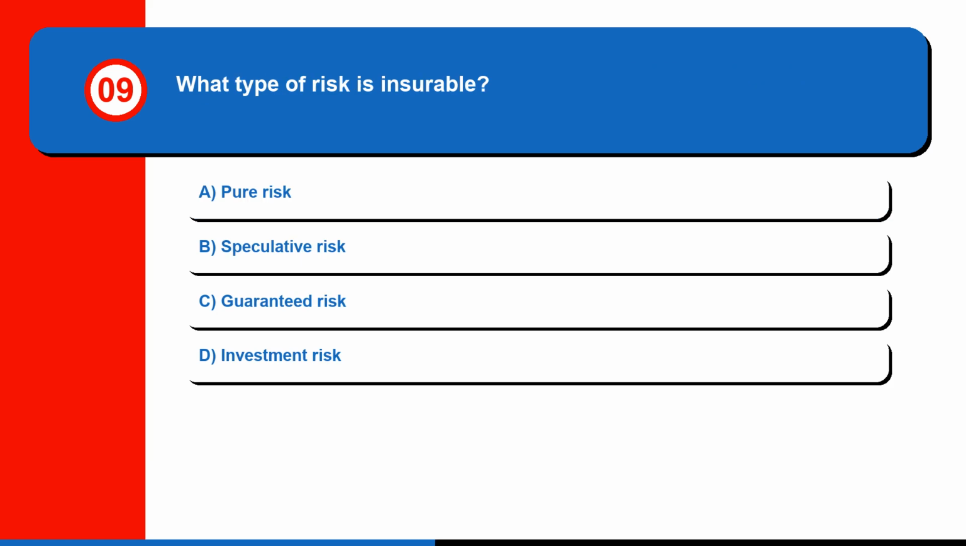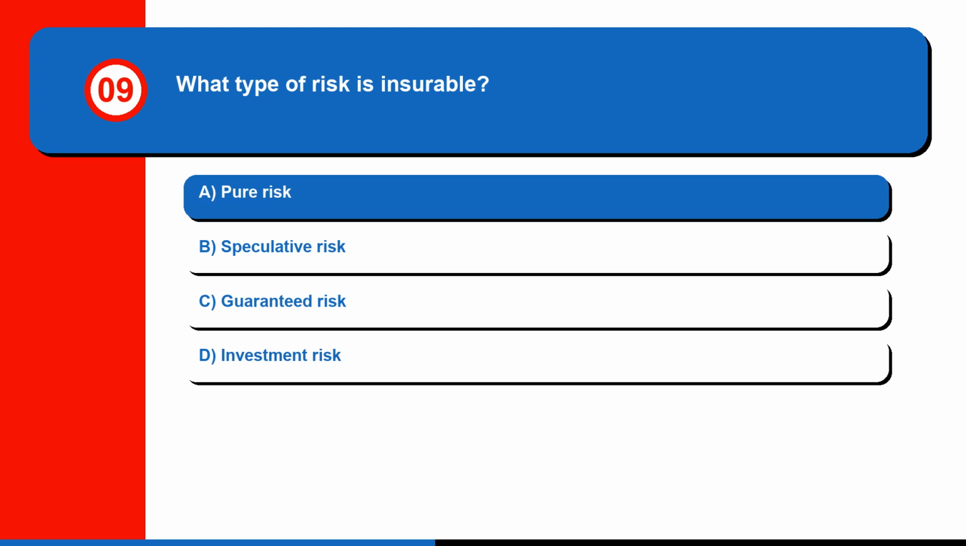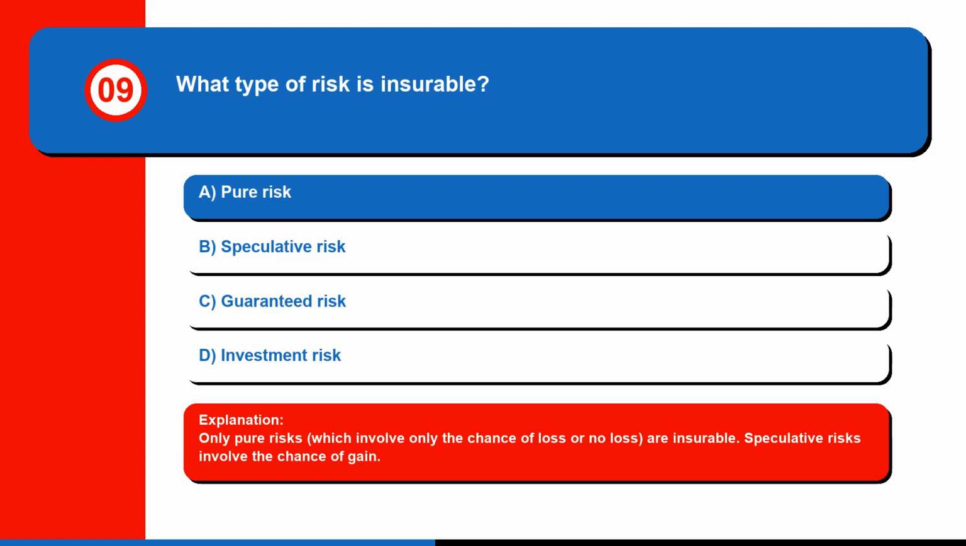Question 9. What type of risk is insurable? A. Pure risk. B. Speculative risk. C. Guaranteed risk. Or D. Investment risk. The correct answer is A. Pure risk. Only pure risks, which involve only the chance of loss or no loss, are insurable. Speculative risks involve the chance of gain.